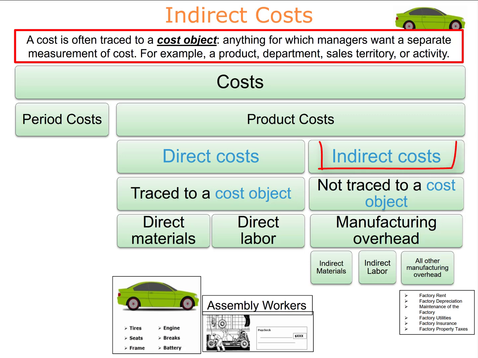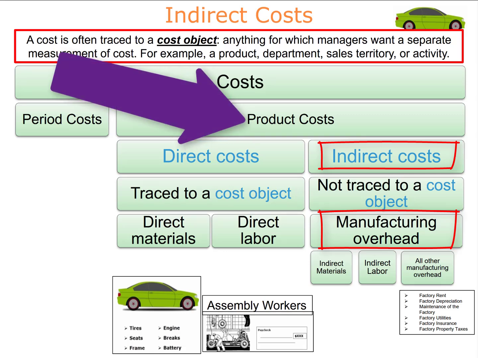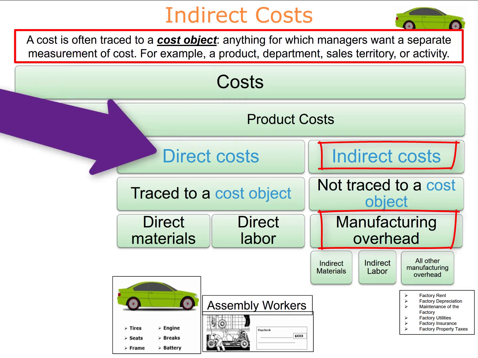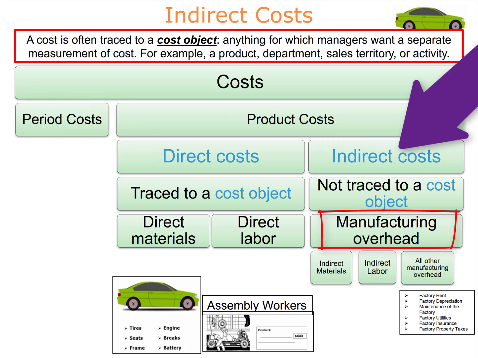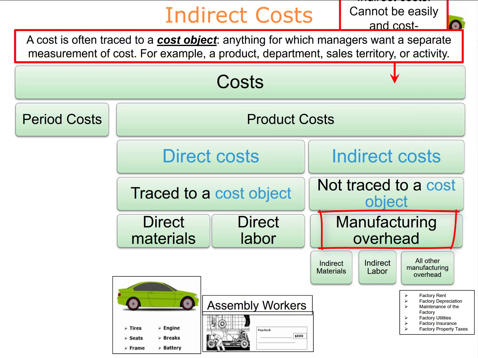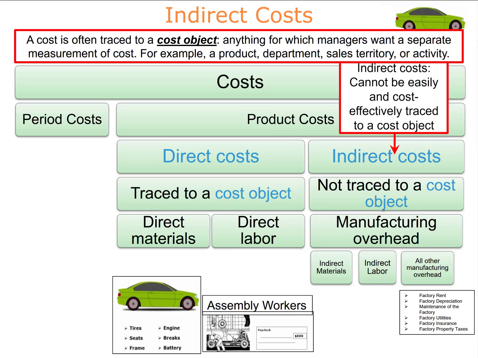Before we see how indirect costs are tracked in a job order costing system, let's first review indirect costs for a manufacturer, also known as manufacturing overhead. Remember, all product costs are either direct costs like direct materials and direct labor, or indirect costs. Indirect costs are costs that cannot be easily and cost-effectively traced to a cost object. These include factory rent, factory depreciation, and maintenance of the factory, amongst others.